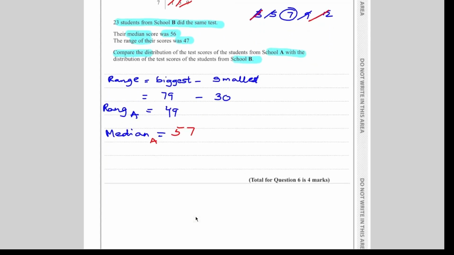So when giving your comparison, you need to use the context from the question. It means you need to use the words from your questions. If you just use general terms, you are losing marks. You have to use words from the questions. So let's use context from the question. Then you gotta use these words.